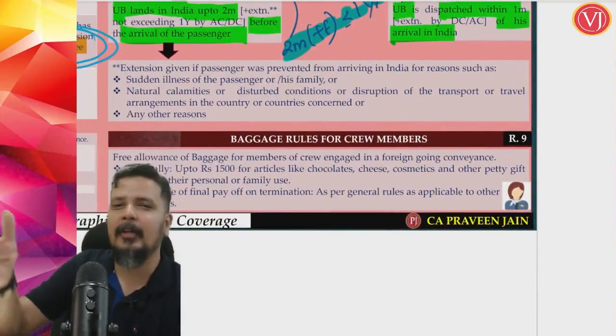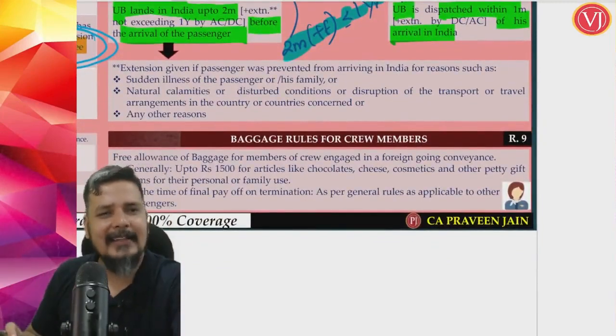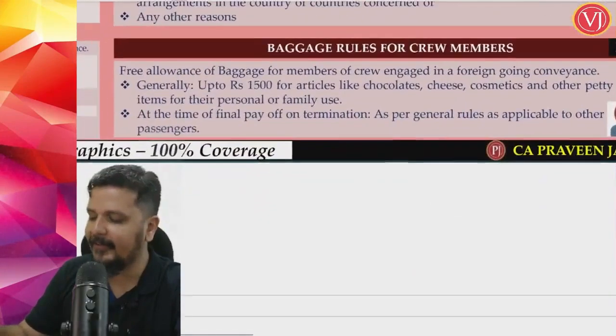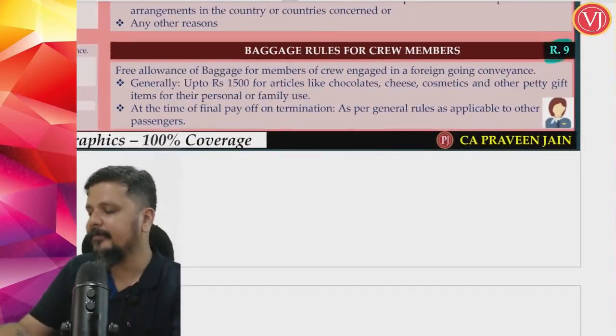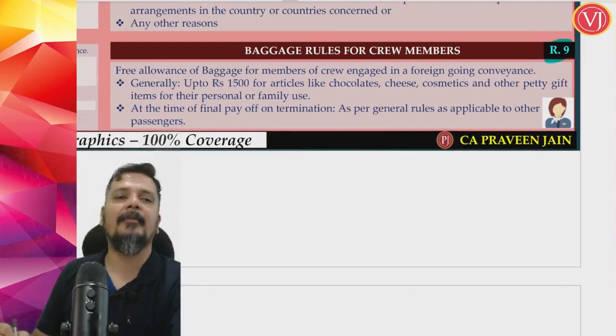The reasons are given below, not important. You can ask for any reasons, and you can explain and tell the reasons. Now, the last of the time pass rules is rule 9, which tells that baggage exemption will not be given to crew members.